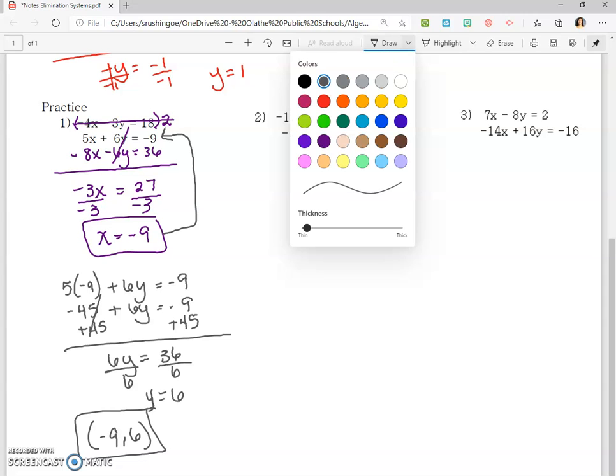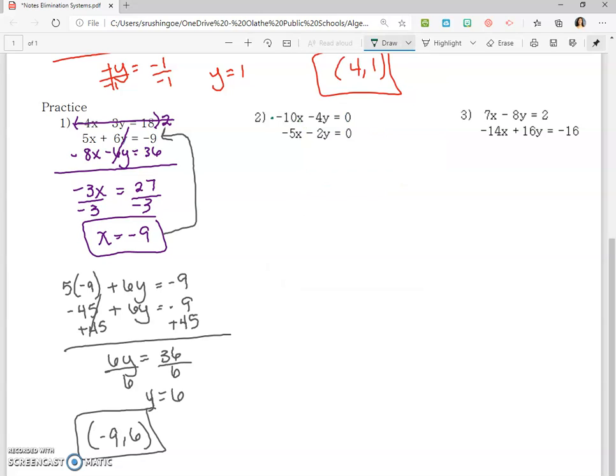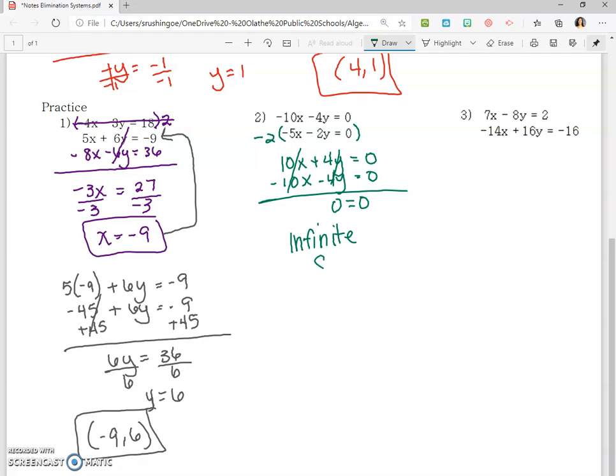All right. Next one. Oh, this one, I could just multiply this by -2, and that would give me +10. So 10x +4y, 0 times anything is 0, and I'm going to go ahead and write that top one down here, not changing it at all. So that cancels, that cancels. Oh my, we have 0 equals 0. So that is true. So we have infinite solutions.